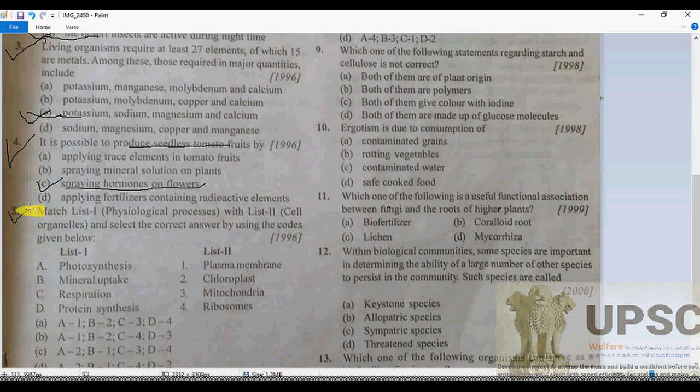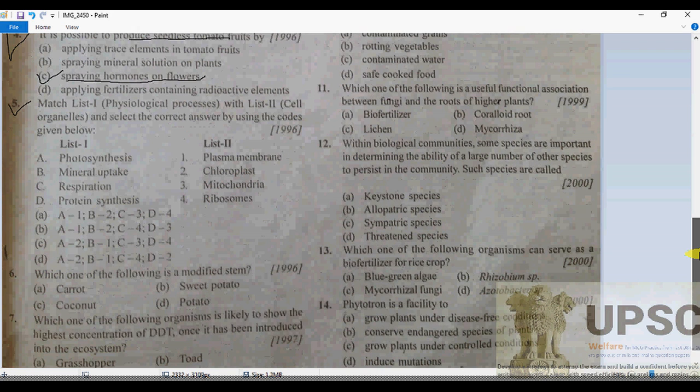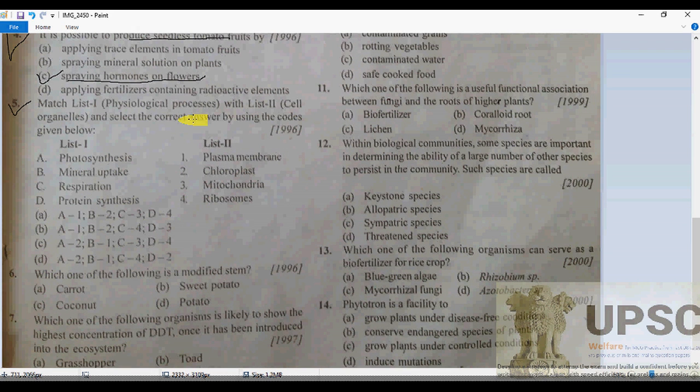Fifth number question, we have to match. Photosynthesis, of course, occurs with the help of the chloroplast in a green plant. So here A is going to be 2, so of course we have only two choices, C and D.